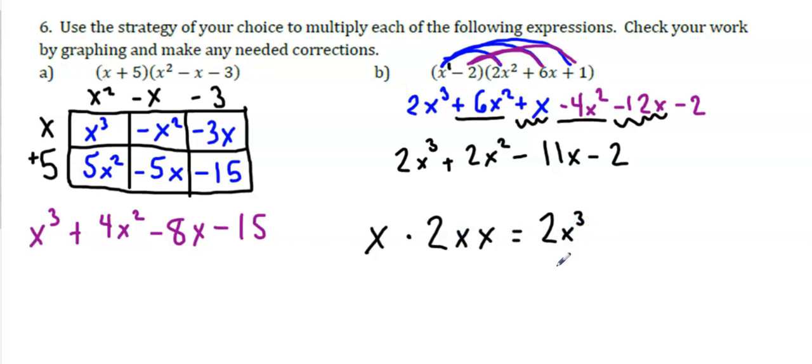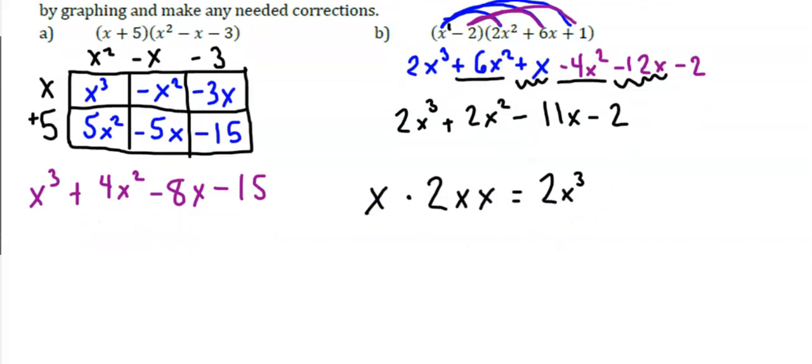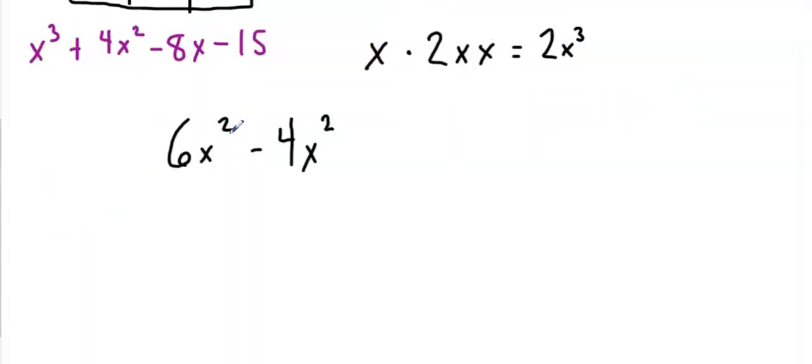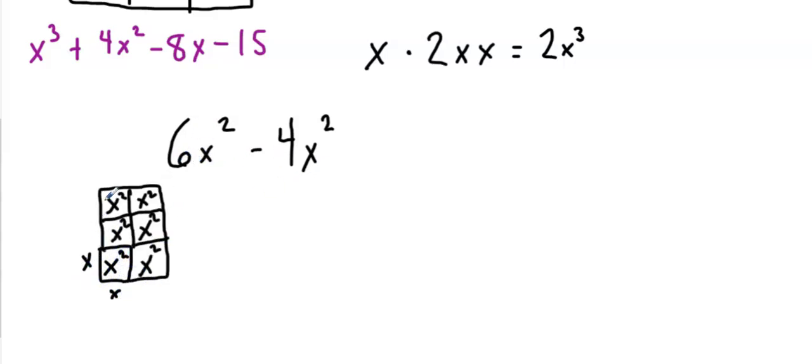When I'm combining like terms, when I'm adding, I do not change the exponent. For example, let's look at 6x squared minus 4x squared. Think of x squared as a literal square that has dimensions x by x. This is x squared. This means I have 6 of them. Then if I take 4 of them away, I'm left with 2 x squares.